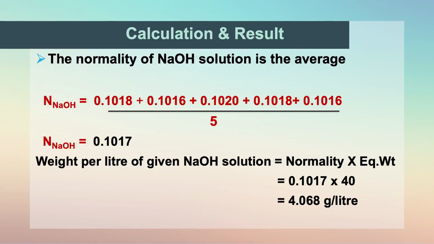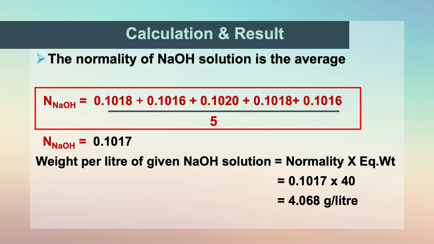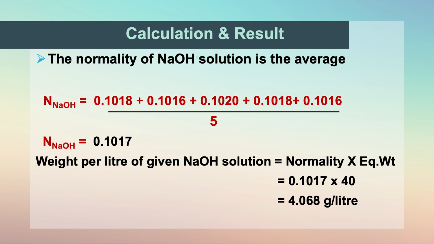Now, the normality of NaOH solution is simply the average of all the values given in the last column. So, the average normality of NaOH equals 0.1019 plus 0.1016 plus 0.1020 plus 0.1019 plus 0.1016 divided by 5, since you are measuring 5 normalities, and you are getting the normality of the solution as 0.1017.